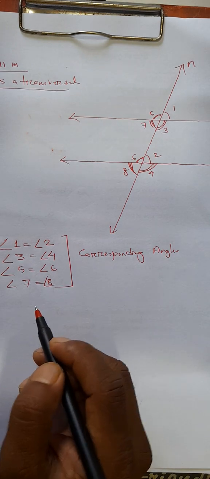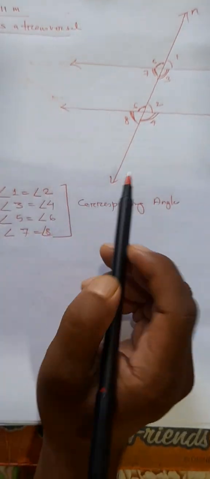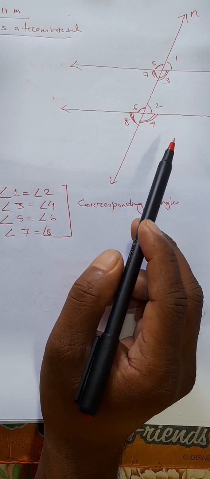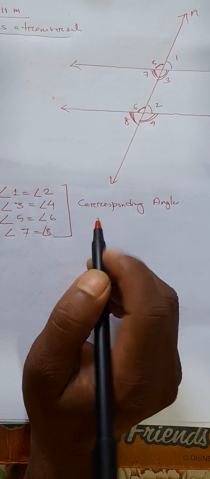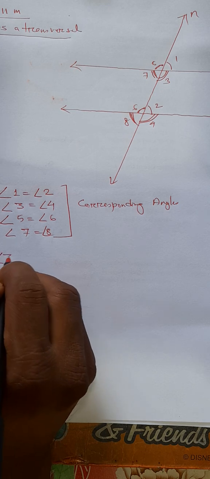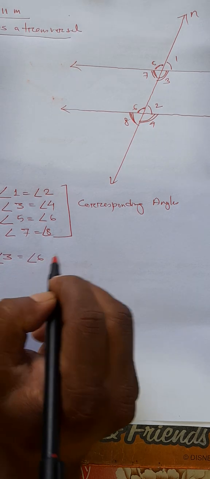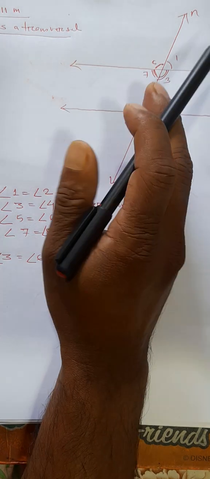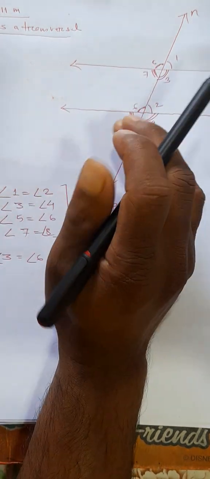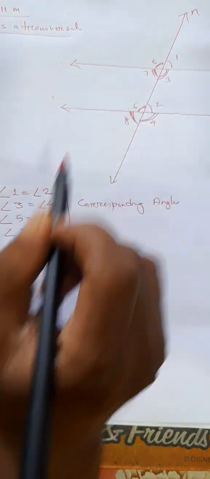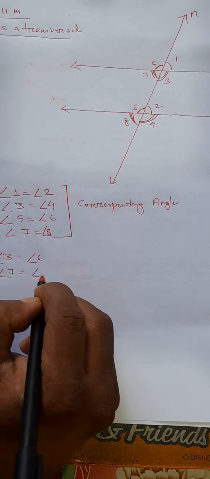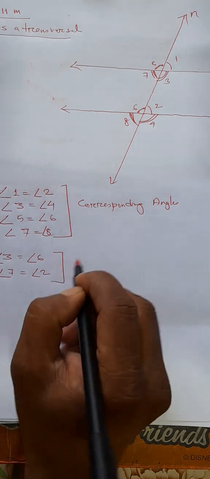Corresponding angles. Again, when two parallel lines are intersected by a transversal, alternate angles will be equal. Alternate angles here: angle 3 equal to angle 6. What are alternate angles? They are on the opposite side of the transversal and in between the lines. Alternate interior angles: angle 3 equal to angle 6, angle 7 equal to angle 2. Alternate interior.